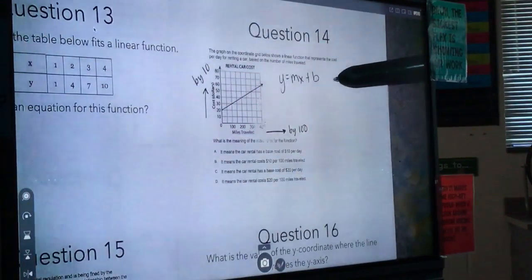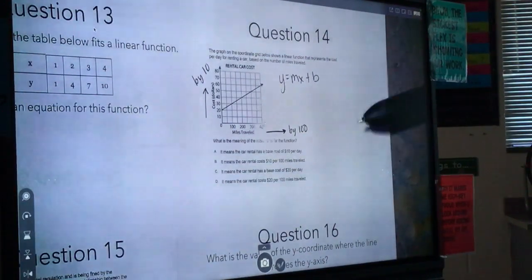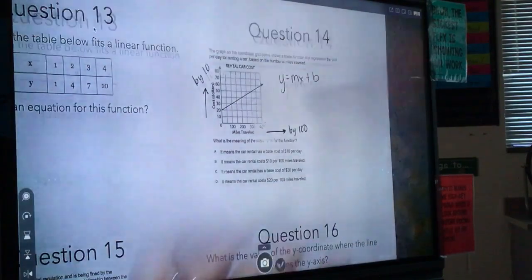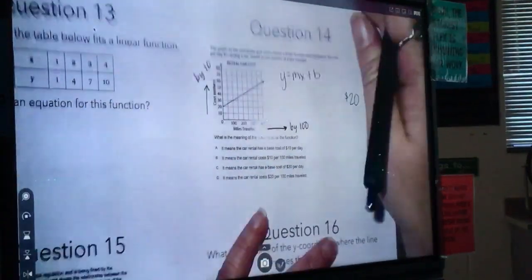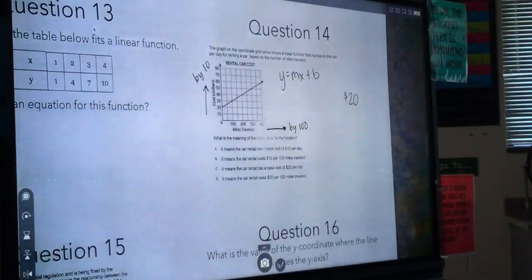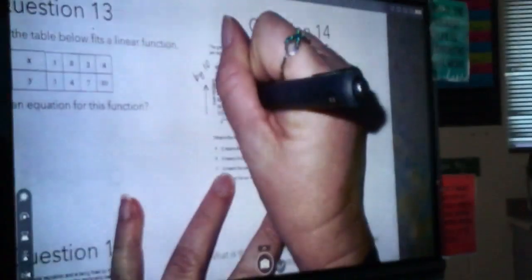What's my y-intercept? 20. Not just 20, but look at the information. $20. So this is going to be $20. All right. And then what is my slope? What's my slope? So you go up 1 over 2.